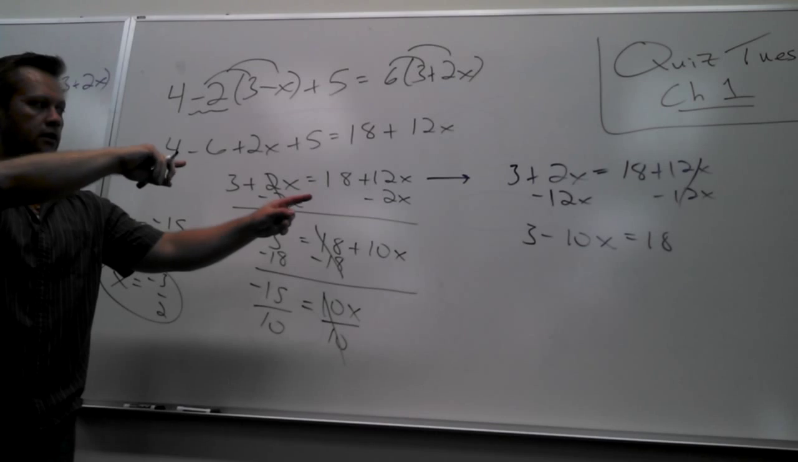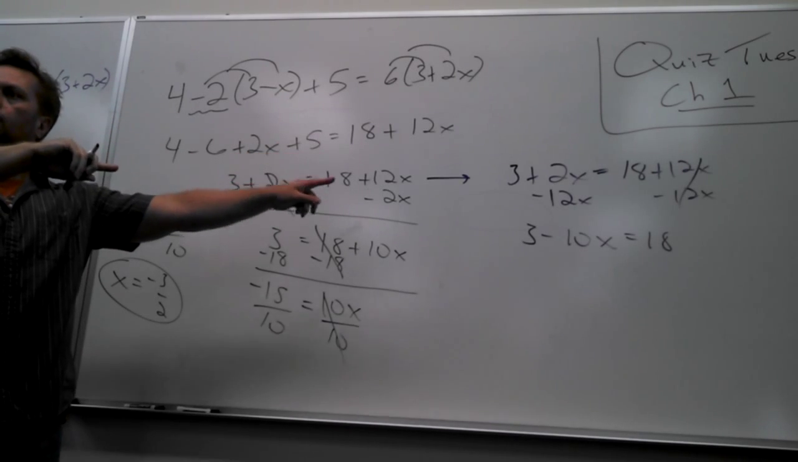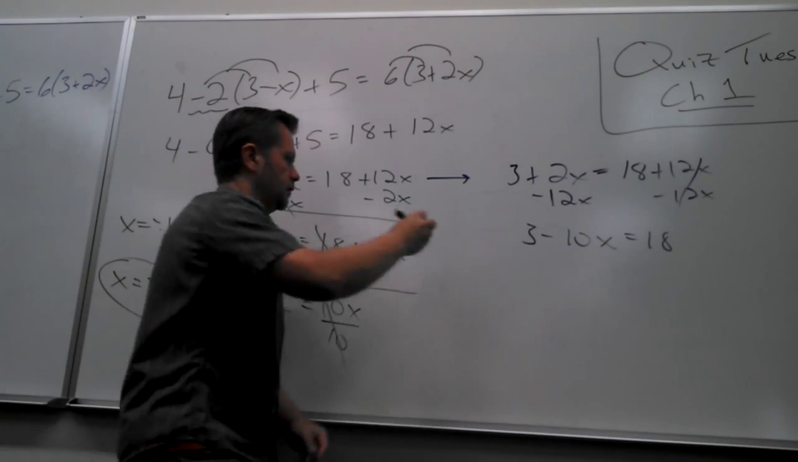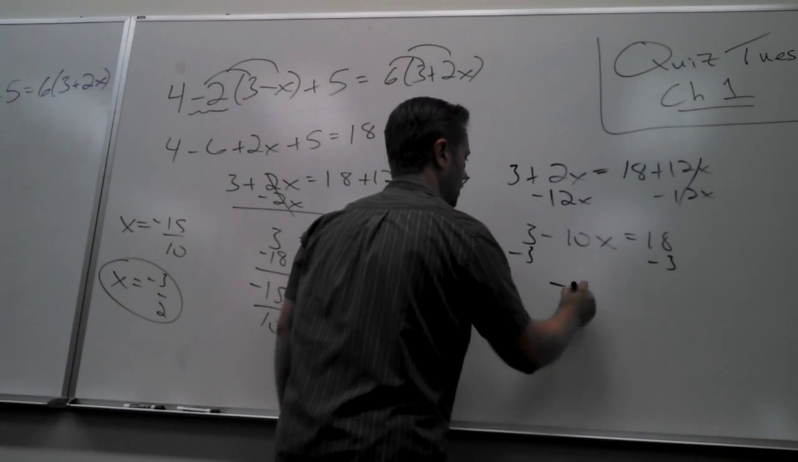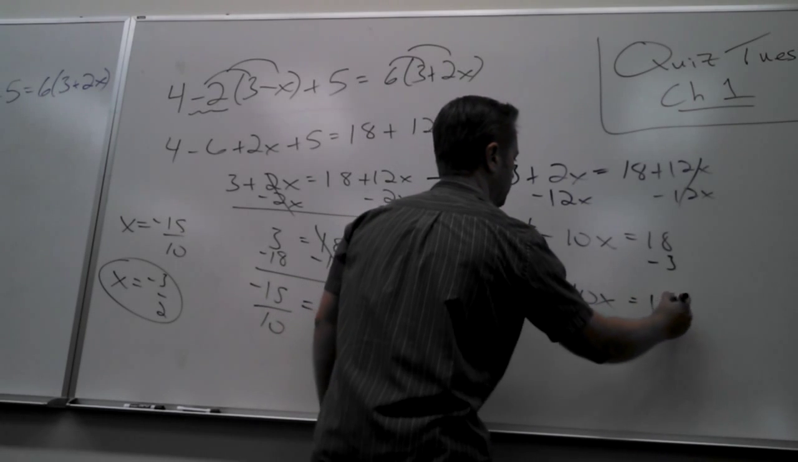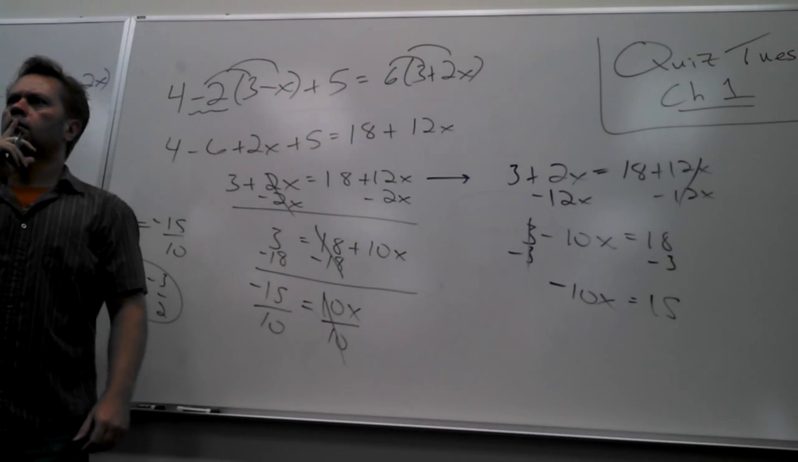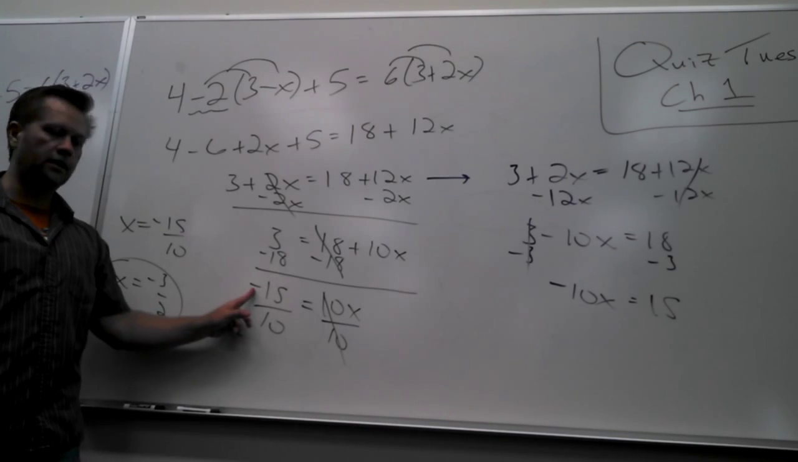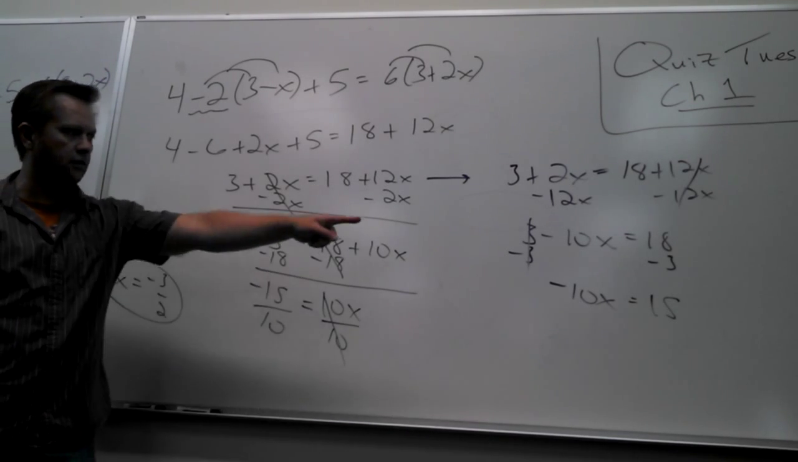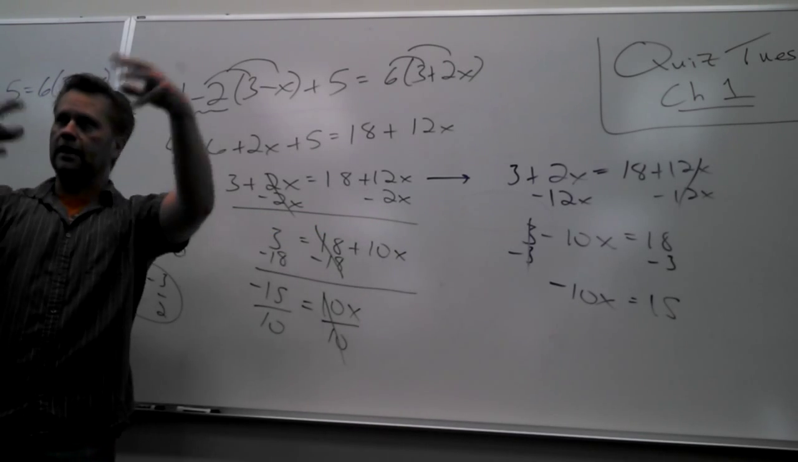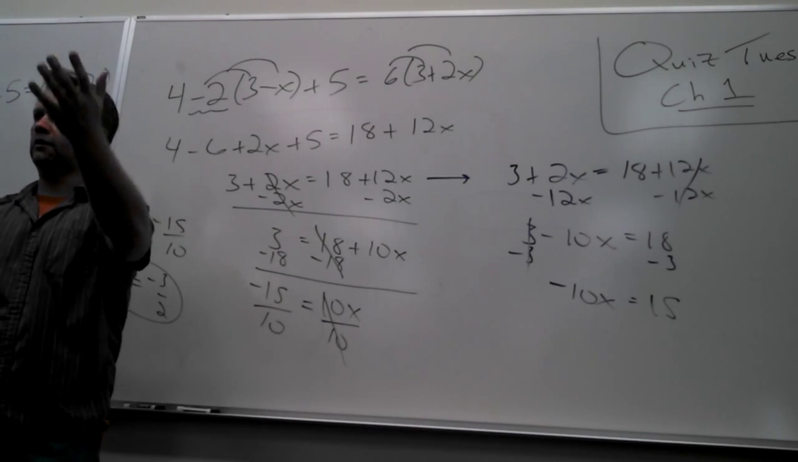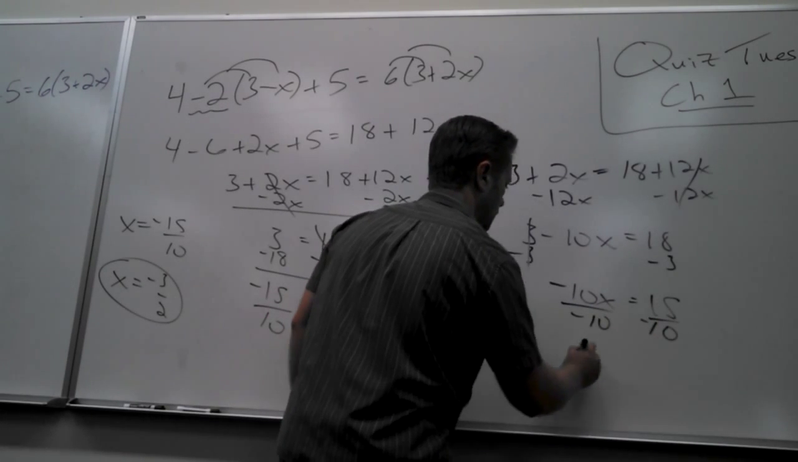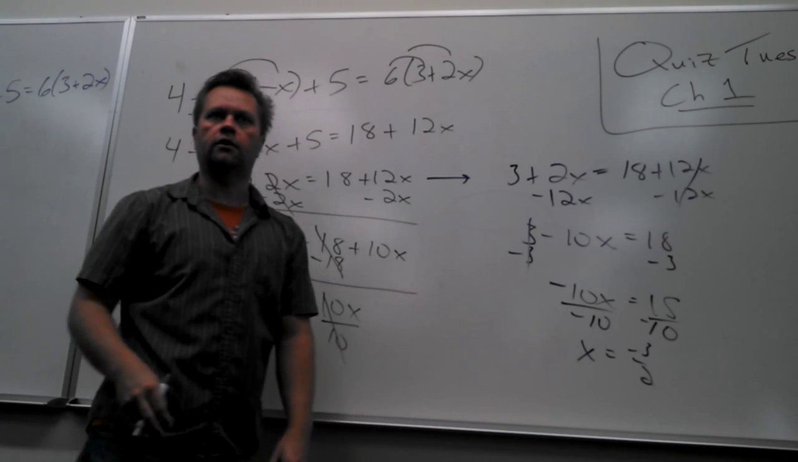And then what do I have to do with my numbers? I gotta subtract 3. All right, so subtract 3, negative 10x equals 15. And divide by negative 10 this time. But see how they both end up negative? Just this one had the 15 negative, and that one has the 10 negative. At the end, the answer is going to be negative, so math doesn't care which way you went. Either way you go, you end up at negative 3 halves.